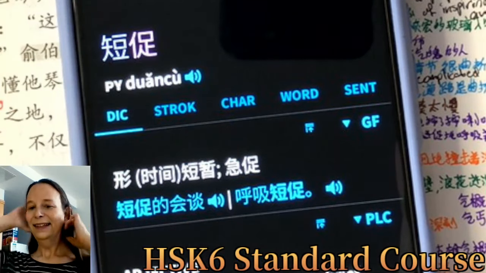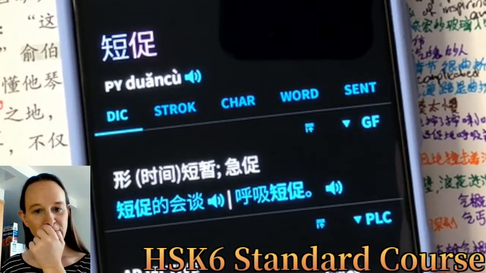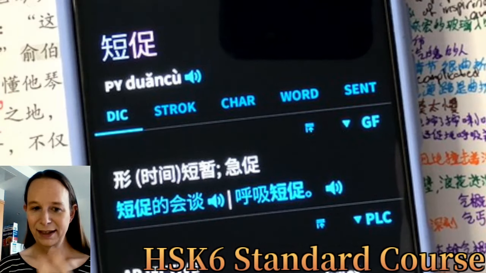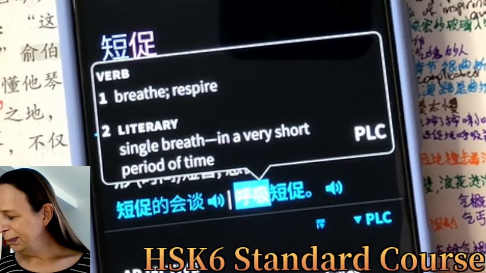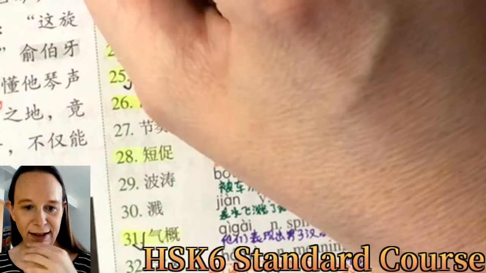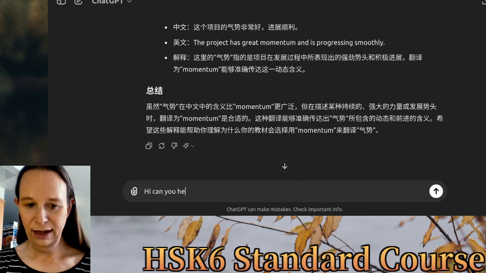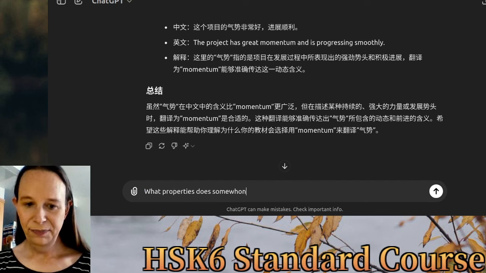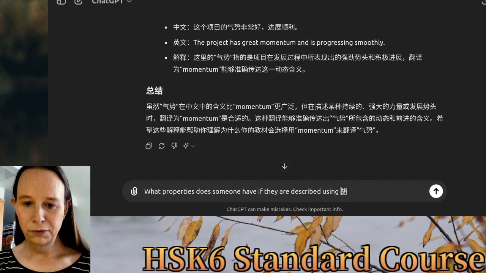短促的会谈, 呼吸短促. Yeah, this is like shortness of breath. I think maybe that's different, right? I'm not 100% sure. 呼吸 is to breathe, right? It's both a noun and a verb, meaning to breathe and one's breathing. But one's respiration? What do you think? Sorry, let's go ask ChatGPT. Hey, can you help me? What properties does someone have if they are described using 呼吸短促?